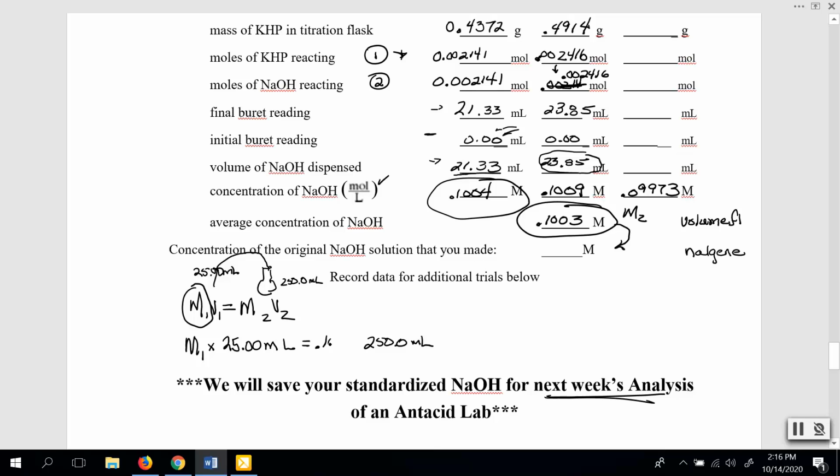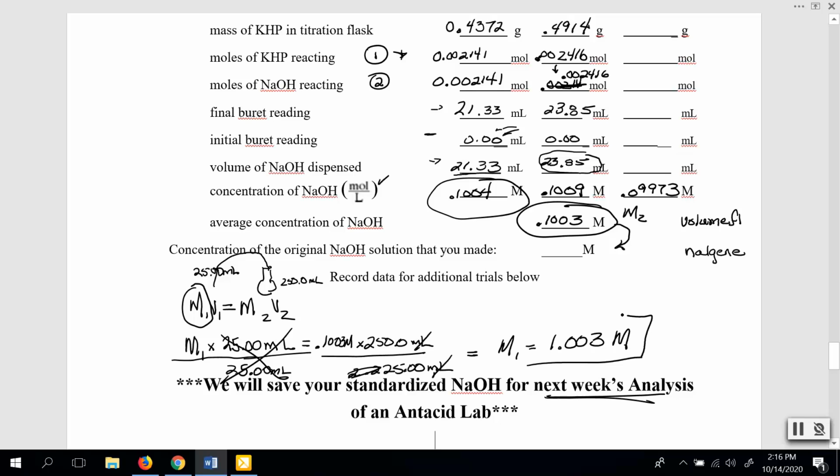So this is my M2. So this is 0.1003 molar. Now, obviously, if I want to solve for M1, I'm going to divide both sides by 25 milliliters. And this is why I could leave it in milliliters. Because my milliliters now cancel out. And when I do this math, I find that my original molarity is 1.003 molar. So this is the concentration that would go in here, and this is the concentration that you will use next week.